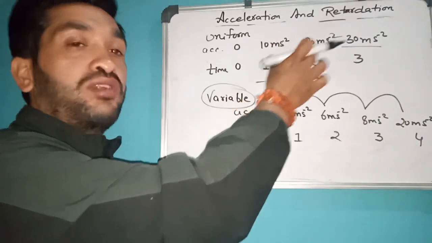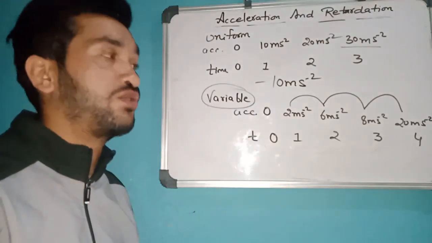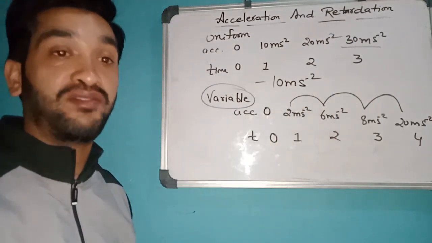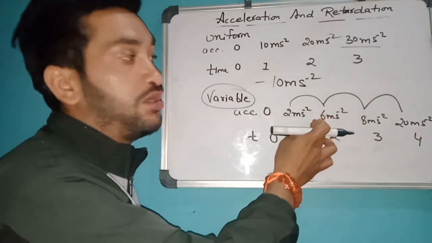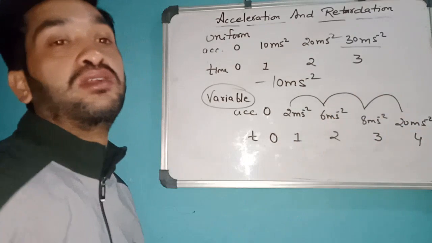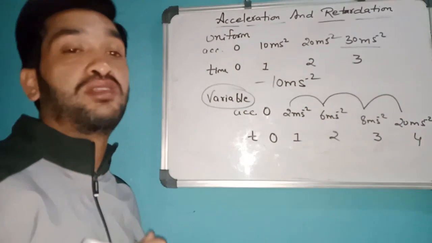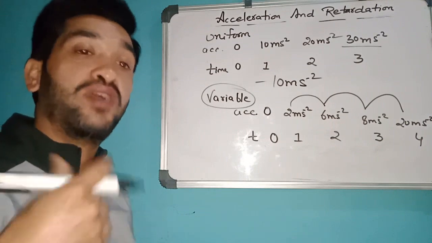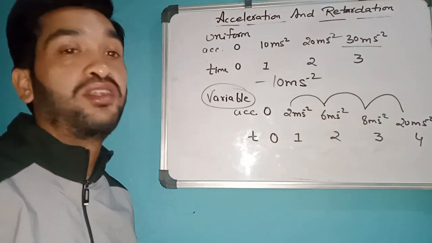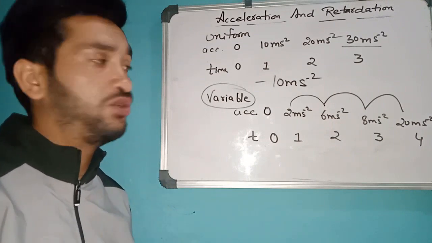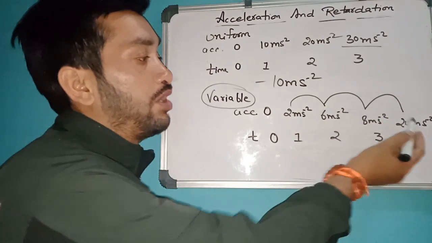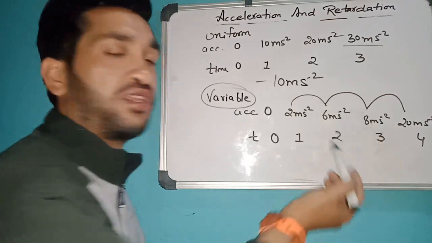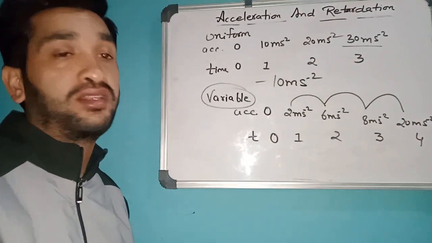As here you know that for every second there is a 10 meter per second square increase, but here you cannot say that there is a 4 meter per second square increase every time. Why? Because here it was 4, then it became 2, and then it became 12. So such types of acceleration are called non-uniform acceleration or variable acceleration. Now I hope you can write it for variable retardation in reverse. First second 20 meter per second square, second second it was 8 meter per second square. In the reverse way also you can take the example.